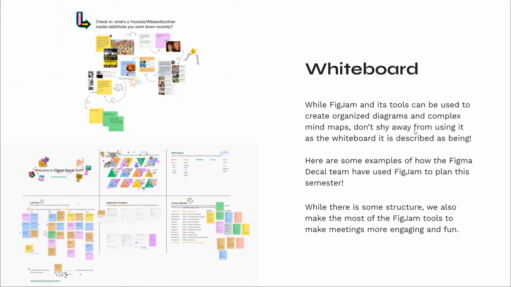While FigJam and its tools can be used to create organized diagrams and complex mind maps, don't shy away from using it as a whiteboard. Here are some examples of how the Figma Decal team has used FigJam to plan this semester. While there is some structure, we also make the most of the FigJam tools to make meetings more engaging and fun. This is a screenshot from, I think, last semester, of the planning that we did to see how the course is going to go overall this semester.